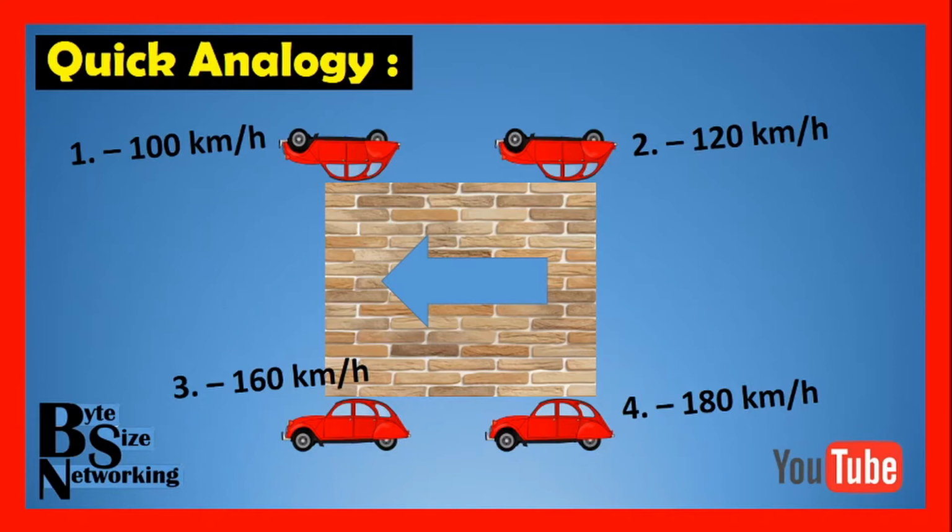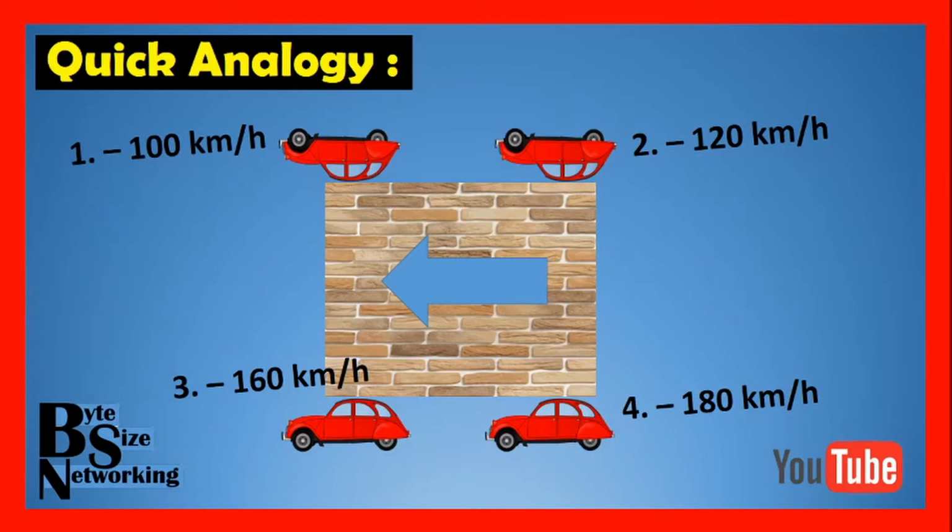So what you see here is car number 1 can drive at a speed of 100 kilometers an hour. Car number 2 can drive at a speed of 120 kilometers per hour. Car number 3, a speed of 160 kilometers an hour. And car number 4 can drive at a speed of 180 kilometers an hour.